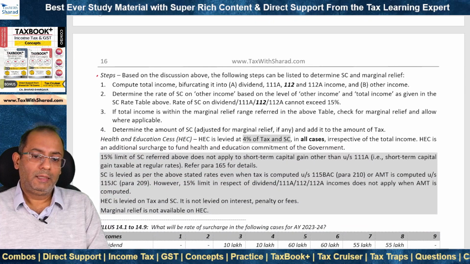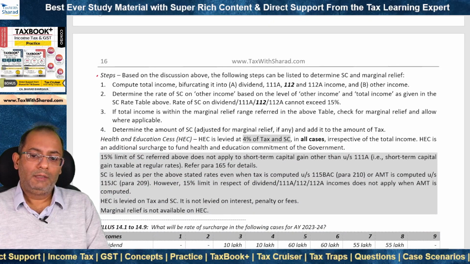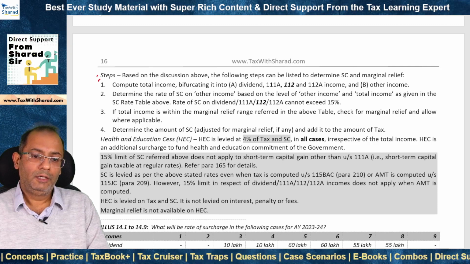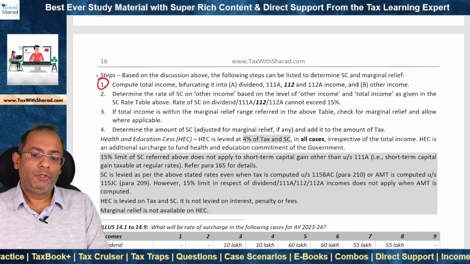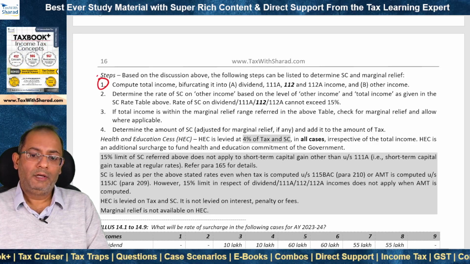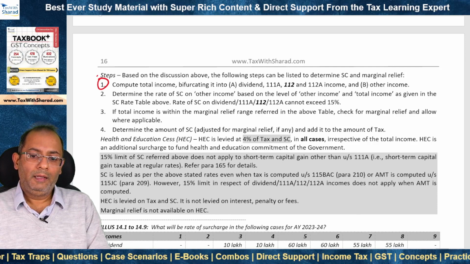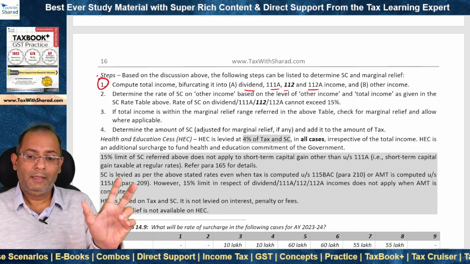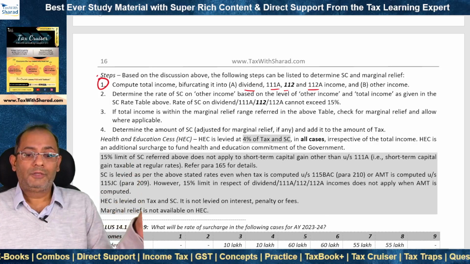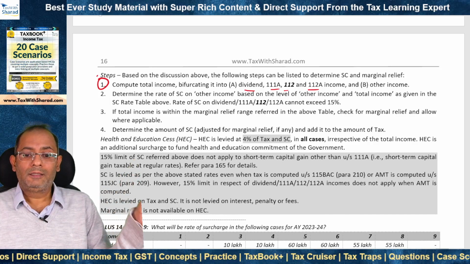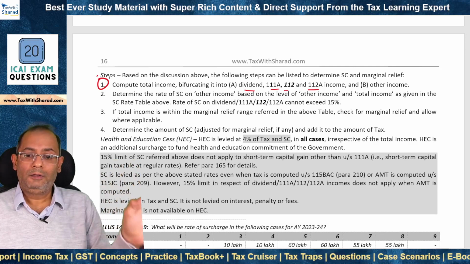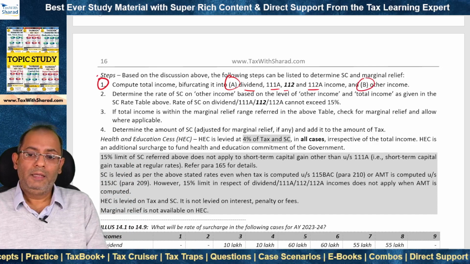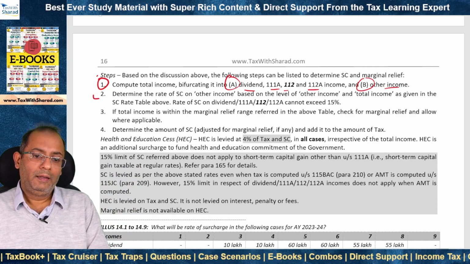So what are the steps? Basically, based on the discussion above, the following steps can be listed to determine surcharge and marginal relief. Step number 1, compute the total income and then bifurcate it into A and B. A and B is what? A is dividend, 111A, 112, 112A income. These are the incomes in respect of which when you compute tax, the surcharge on that tax cannot exceed the rate of 15%. Okay, so this is A, and then B is the other income, right?